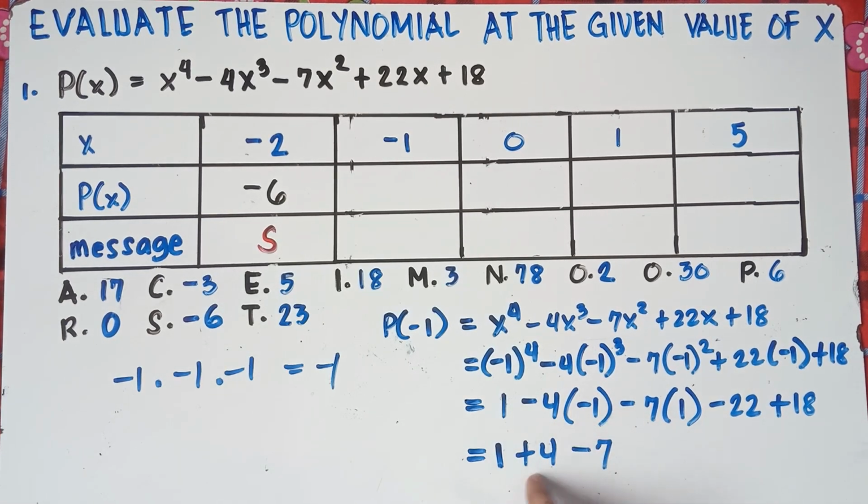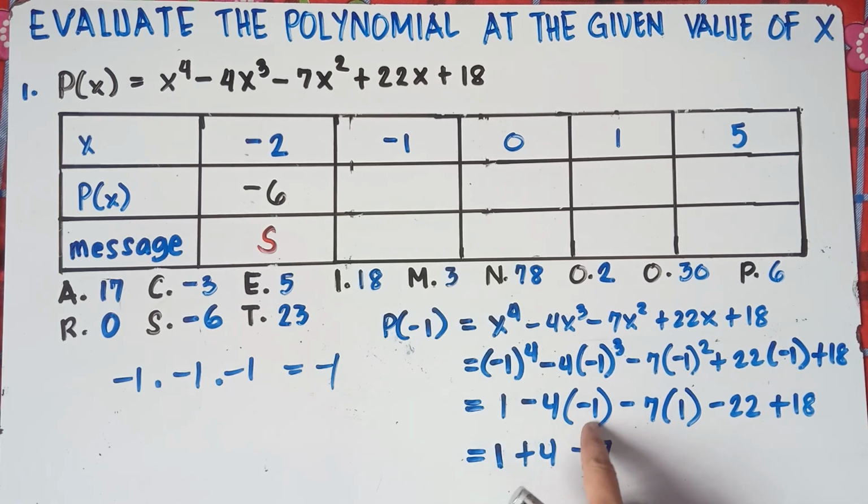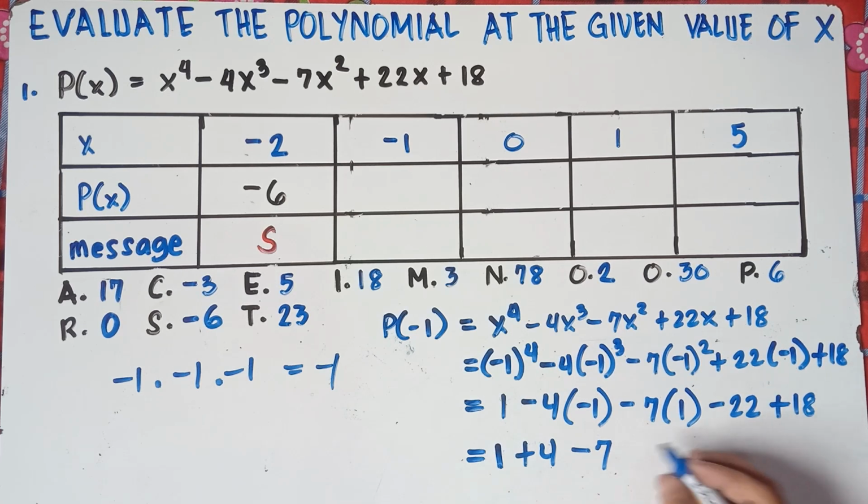So negative times negative is positive. Negative times positive is negative. Negative times negative is positive. Negative times positive is negative. Then copy negative 22, then plus 18.